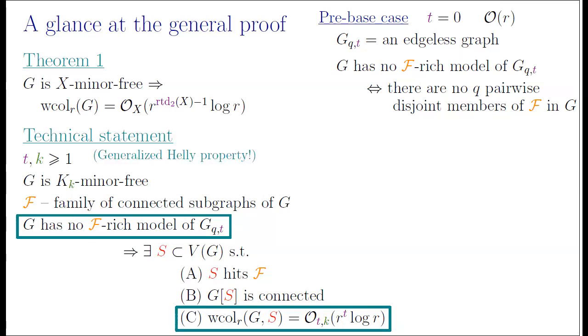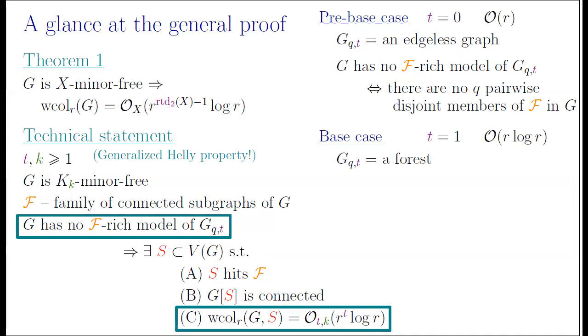So this means that our technical statement is, in some sense, a very generalized Helly property. But this is maybe quite a far-fetched statement, but still, you can see some relations to this. In this pre-base case, we get a linear bound. Now, the base case is with t equal to 1. I will tell you why we have to do both.